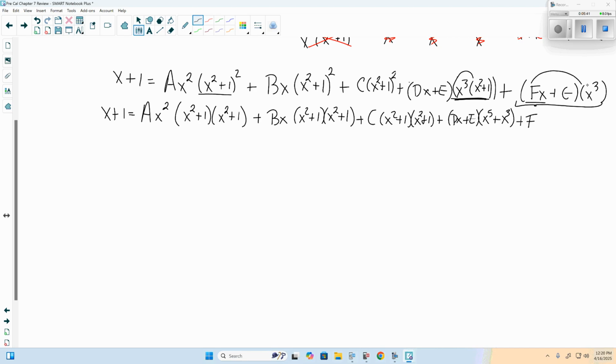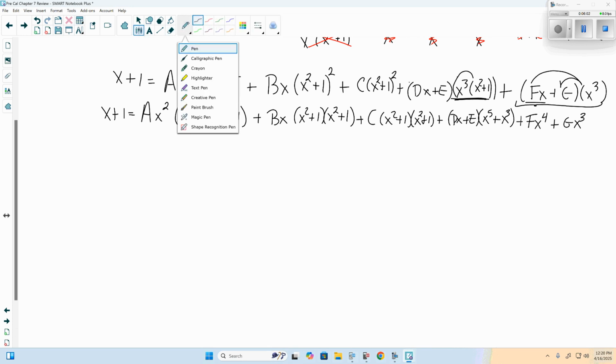Well, fx times x cubed is going to be fx to the 4th. G times x cubed is going to be plus gx cubed. Because we're going to start trying to simplify where we can. Questions on this so far? Now, luckily enough for us, this multiplication and this multiplication will all result in the same thing, because x squared plus 1 times itself is still going to give us the same results, no matter where we have it put.